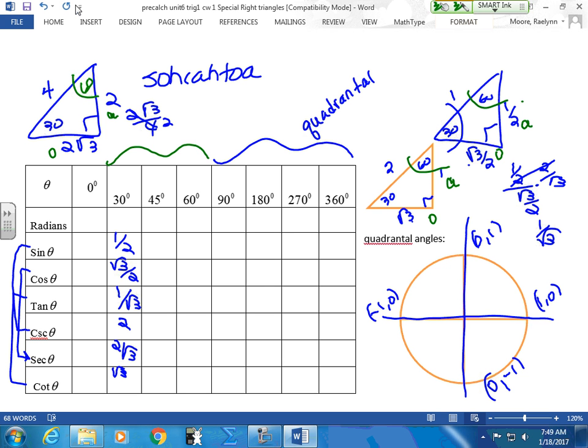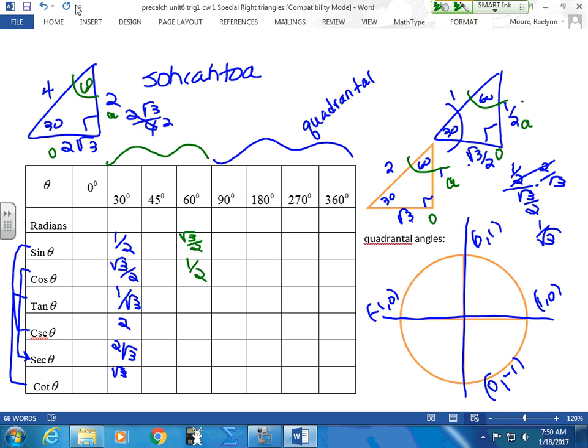I'm skipping 45 for now because I want to show you cofunctions when we do this. So 60. The sine of 60 would be what? Opposite over hypotenuse. So that would be what? Radical 3 over 2. What's the cosine of 60? No matter which one you use. 1/2.